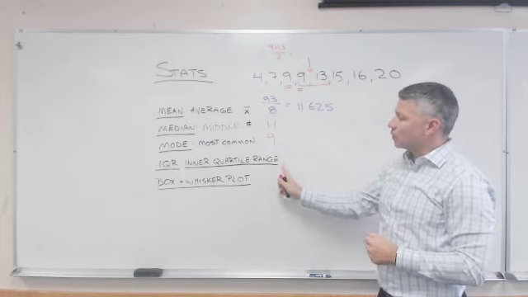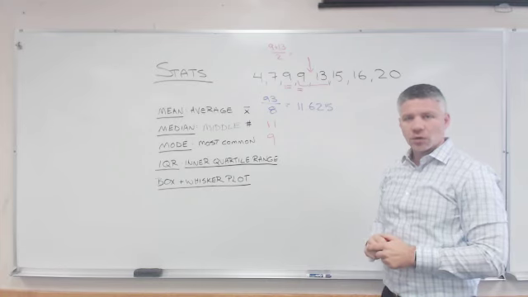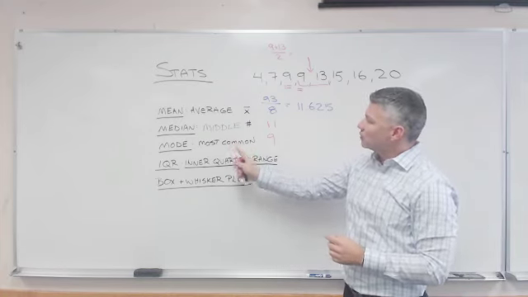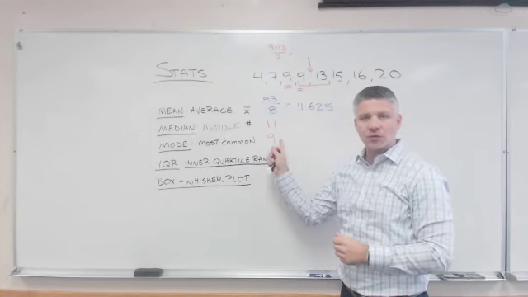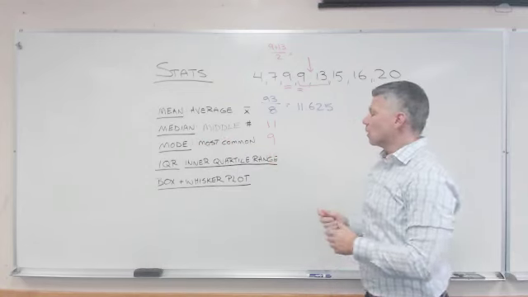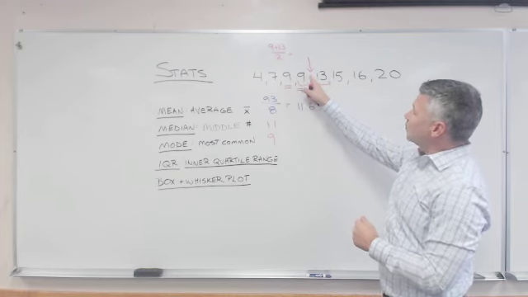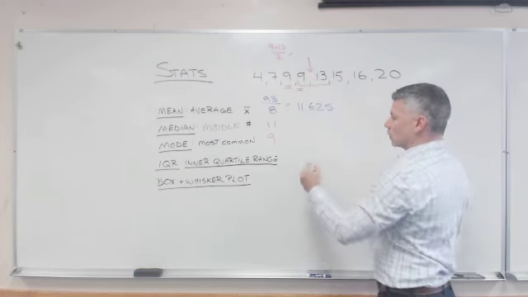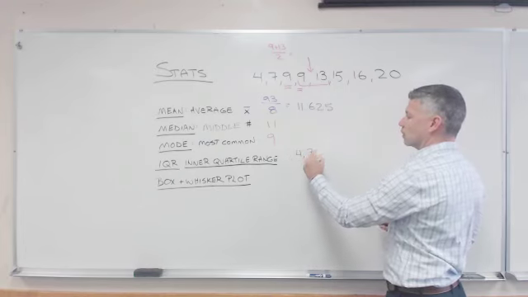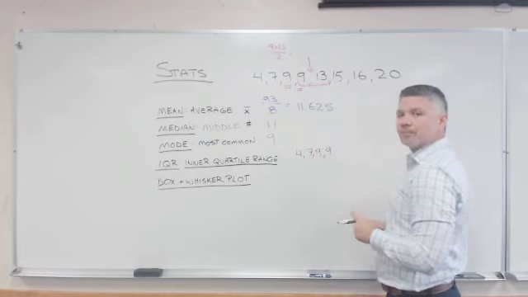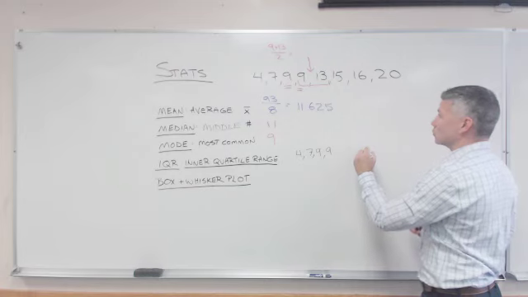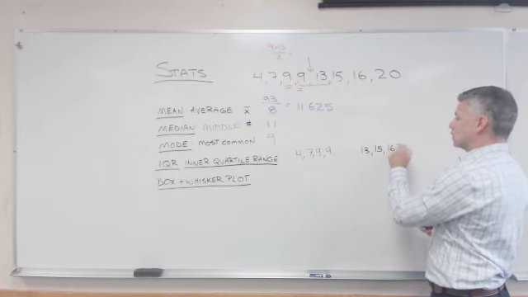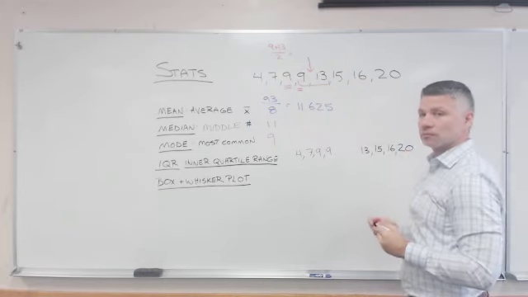Now it's time for interquartile range. And the interquartile range is actually just continuing the concepts of the median. If I look at my median, it splits my list into 2 lists. I have a lower list, 4, 7, 9, 9, and I have an upper list, 13, 15, 16, 20.